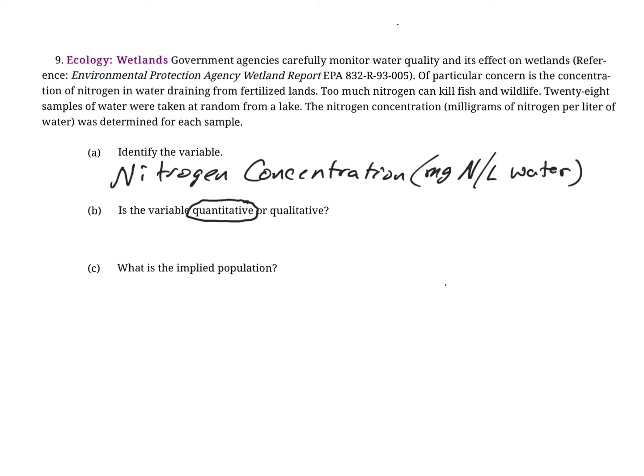What is the implied population? Implied population. Say that one more time. Unfortunately, it's not just the 28. We're using that sample to figure out the big thing. What's the big thing in this case? The wetlands. All the water in all the lakes. Or just that lake? Just that lake. Okay. So we're dealing with the nitrogen.